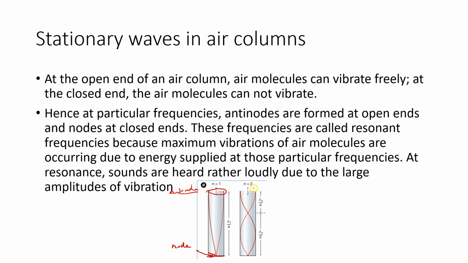Now let's consider when n is equal to 2 in this case. Your node is here. Here's your first antinode, and then here would be your second antinode. Your antinode is just that point where you're seeing the maximum displacement. So that is when n is equal to 1 in this case.